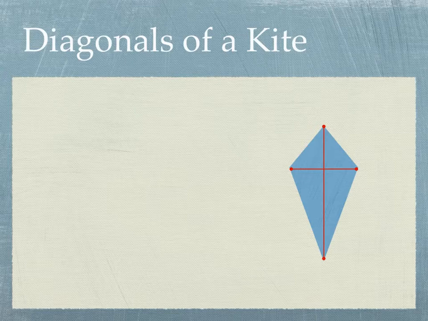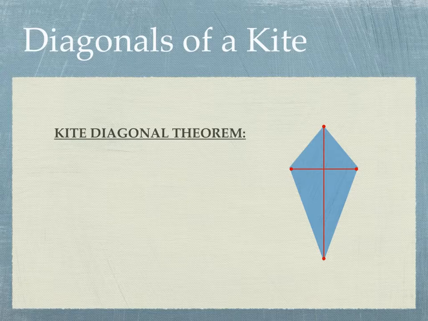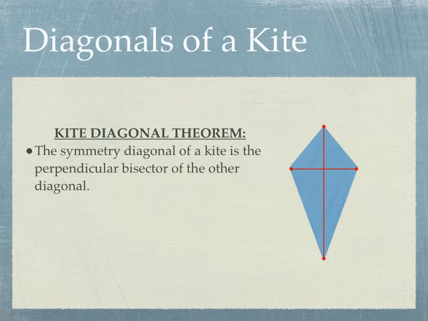Now they don't both get bisected, but do you see, like, this line cuts this segment in half, so this little piece would be congruent to this little piece. So we would say this is the perpendicular bisector of this. What the kite diagonal theorem says. It says the symmetry diagonal of a kite, which is that one that runs between the ends. Okay, let's see. I'm going to darken that in a little bit.